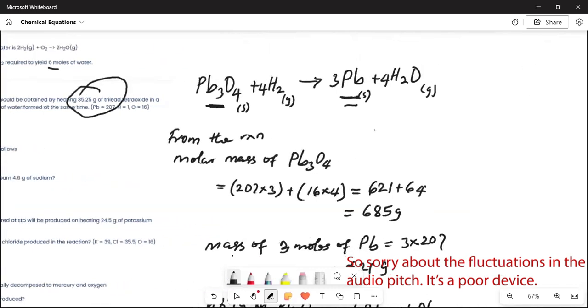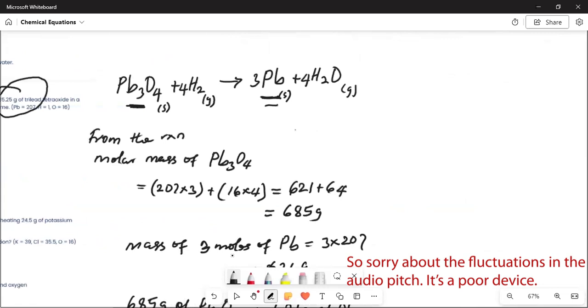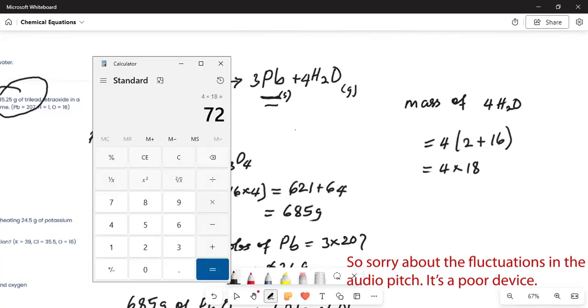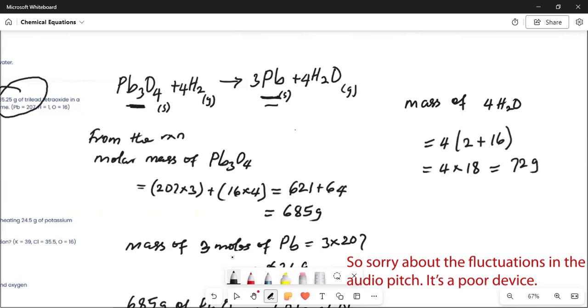From this balanced equation, what is the mass of water? Mass of 4 moles of water. 4 moles of water is equal to 4 times: hydrogen, the mass is 1, but there are 2 atoms there. That is 1 times 2, which is 2, plus oxygen, the mass is 16. That means 4 times 18. 2 plus 16, 18. So 4 times 18, which is 72 grams. The mass of water obtained from this balanced equation is 72 grams.